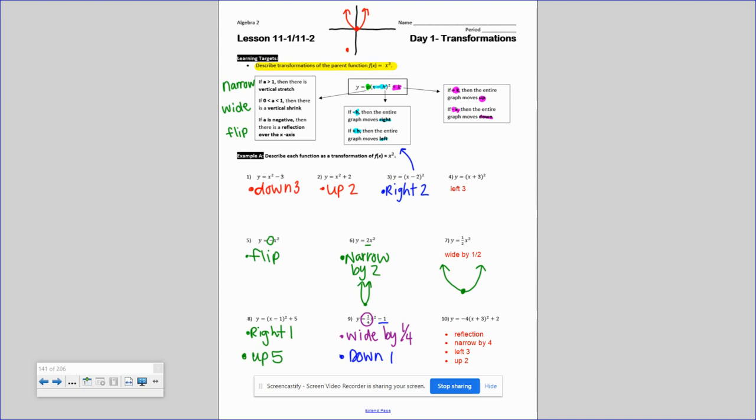So just make sure you have this box on the top. Save it somewhere so you can use it on your tests. But that is kind of your little cheat sheet. Got all the rules on there.